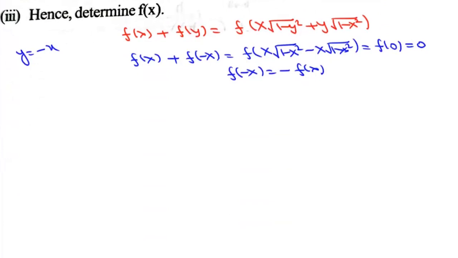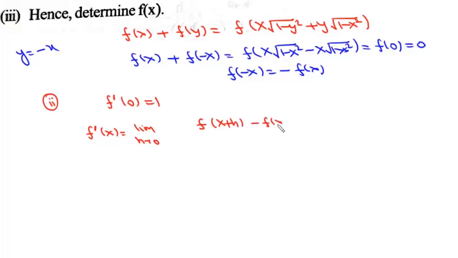Now what we'll do is, for the second part, we are given that f dash 0 is 1 and this function f(x) is differentiable. So we can write f dash x as this limit h tends to 0, and it will be f(x plus h) minus f(x) upon h. Now we have already proved that this f is an odd function.